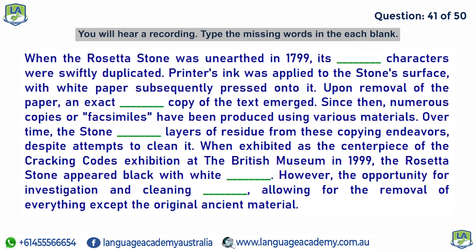Over time, the stone accumulated layers of residue from these copying endeavors, despite attempts to clean it. When exhibited as the centerpiece of the Cracking Codes exhibition at the British Museum in 1999, the Rosetta Stone appeared black with white lettering. However, the opportunity for investigation and cleaning arose, allowing for the removal of everything except the original ancient material.